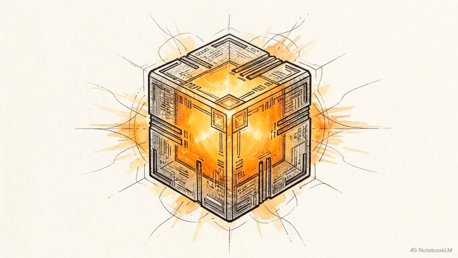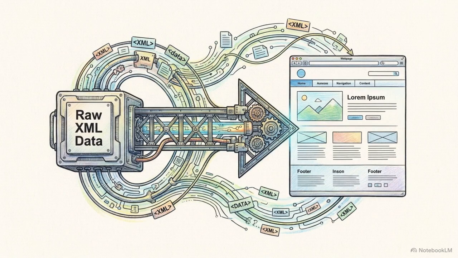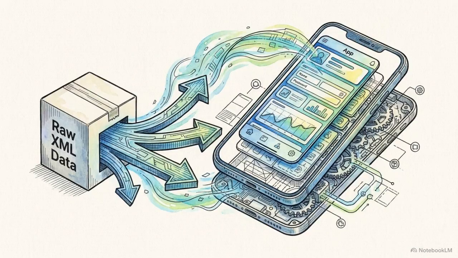By stripping away all aesthetic rules, the XML payload acts as a pure core of raw data. External tools, like XSLT styling sheets, can then take that exact same data core and render it into a web page, generate a PDF invoice, or feed a mobile application.